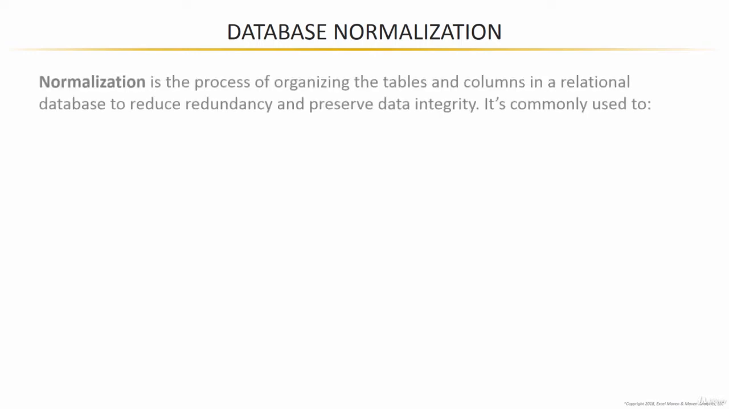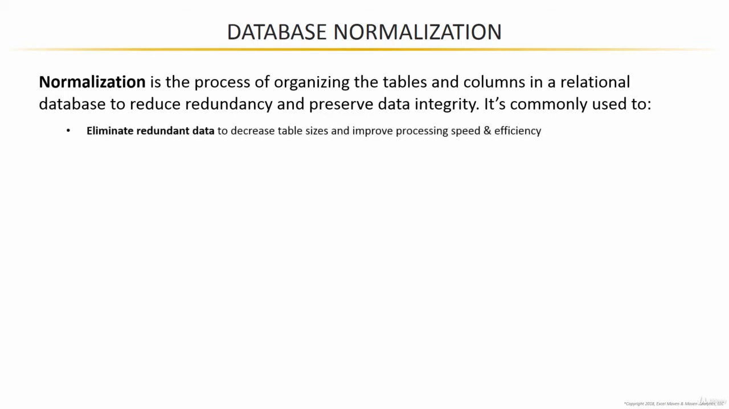So, by definition, normalization is the process of organizing the tables and columns in a relational database to reduce redundancy and preserve data integrity. So, a lot of fancy words there, kind of tough to understand what that really means, but basically it's used to do three different things.